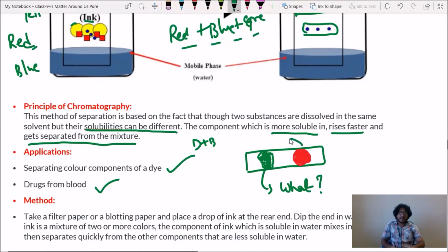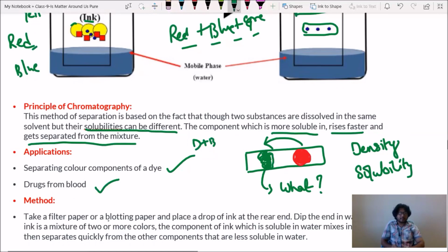Like that we can separate one liquid from another liquid. That depends on its density, at the same time that depends on its solubility. Blood has separate solubility, the drug has separate solubility, like that we can separate it. Method: if you want to try this one, you can do this experiment.